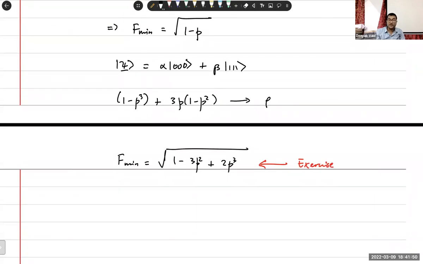And this is the minimum value of the fidelity. Remember that only when p is less than or equal to half does the 3-qubit encoding have any advantage. So this fidelity should be more than zero, and the fidelity will be more than zero if p is less than half. So this tells you the same thing, that when p is less than half, your fidelity is greater than zero.